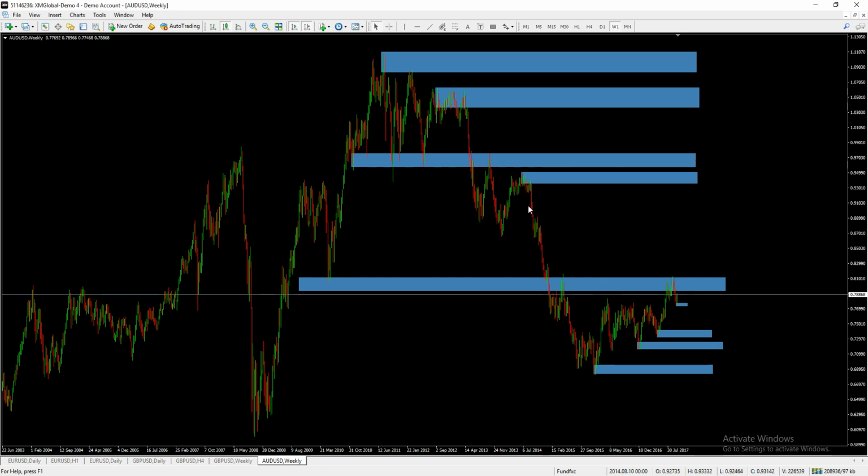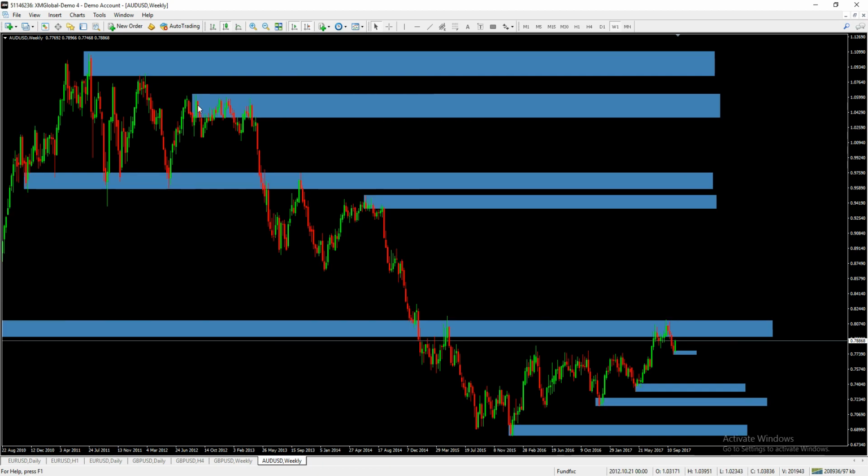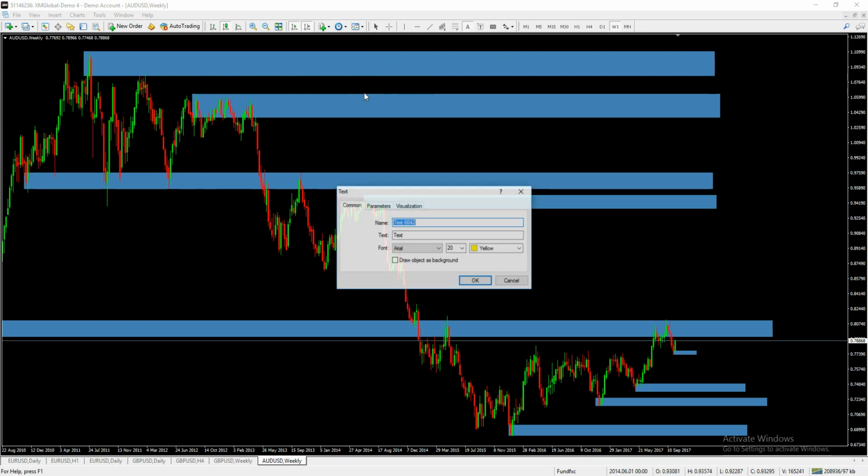Okay, right. So let's go into brief on what we just did. Remember what a supply zone is. So let's add this area here, which is a supply. Let's type it out: Supply.